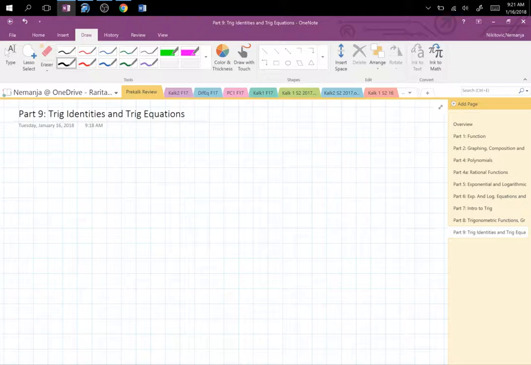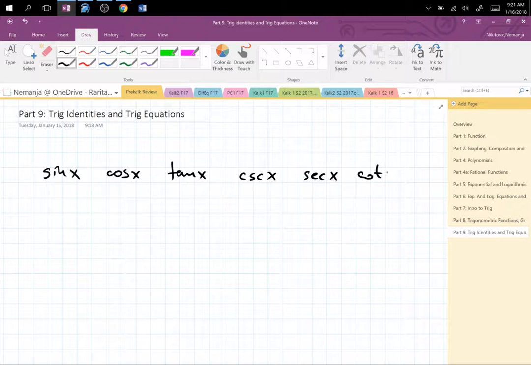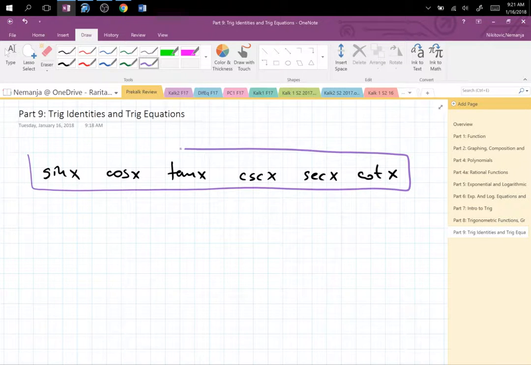So we start by first listing all 6 trig functions we have: sine x, cosine x, tangent x, those are the main 3, and then we also have cosecant x, secant x, and cotangent x. So there they are. Maybe I can put them in a purple box and separate them with lines. So these are the creatures that we are going to use, and they work together.